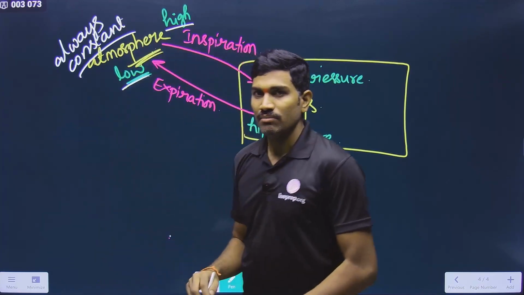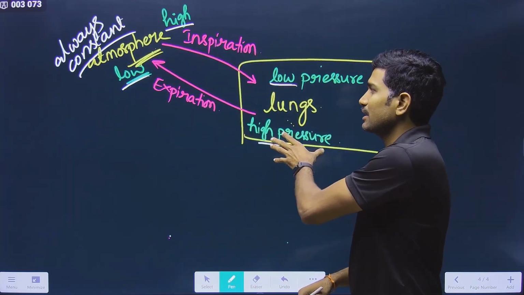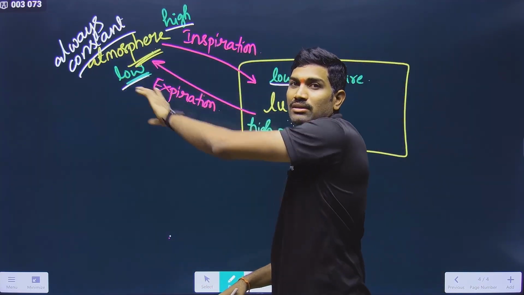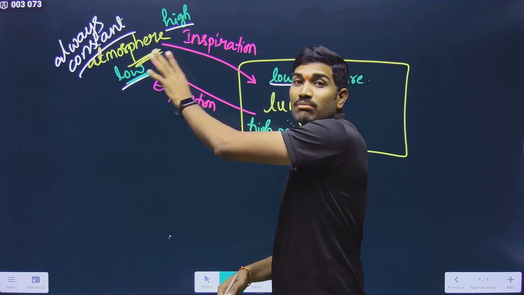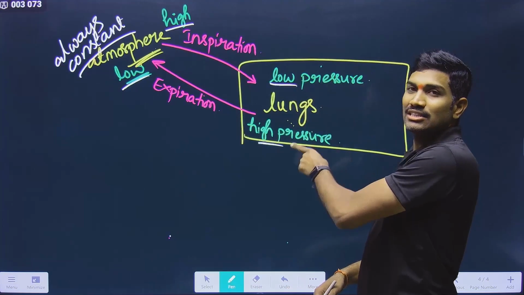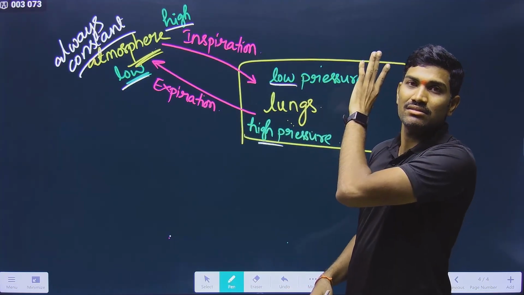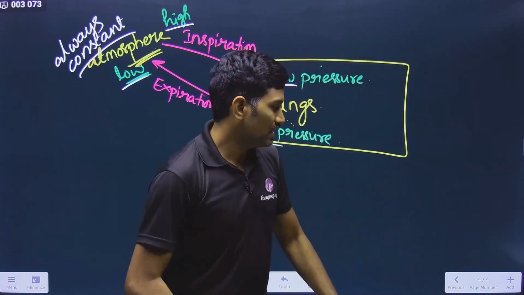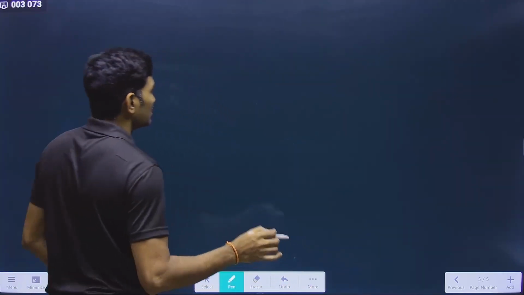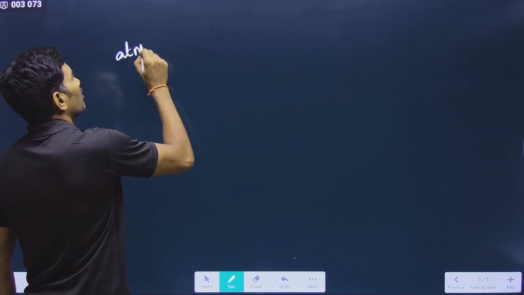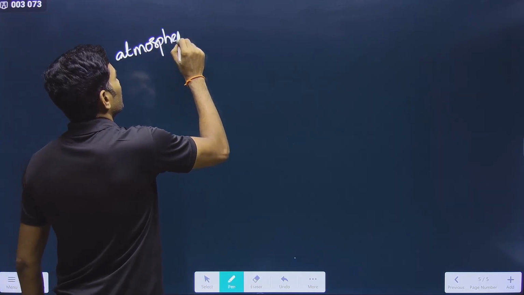Please remember, an individual cannot change the pressure of the atmosphere, but an individual can change the pressure within the lungs. Understood or not? So in this way, now let us see. I will now give one rough example only. Please remember, this is just for understanding purposes. Now the same diagram I am drawing once again.